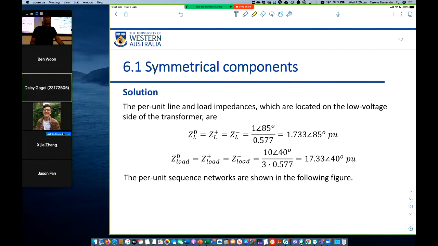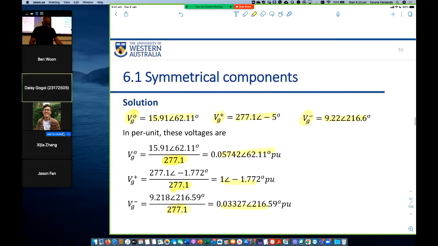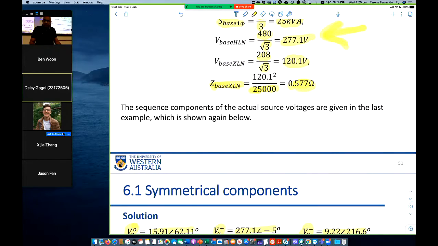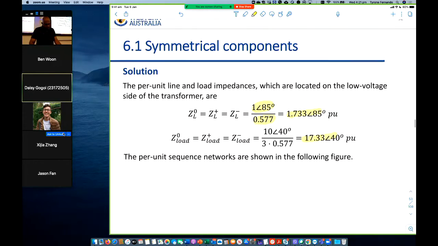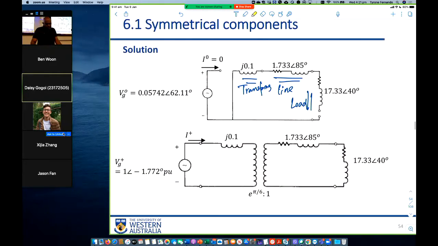Per unit load impedances, we calculate the base value on the secondary side of the transformer, because the load is connected to the secondary side of the transformer. So we know the values of the load and the line, they are connected to the secondary side of the transformer. So we divide by the base values on the secondary side to get these per unit values, right? So then we can now draw the sequence circuit.